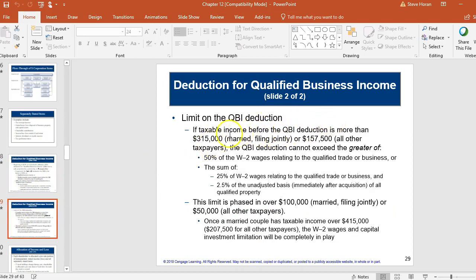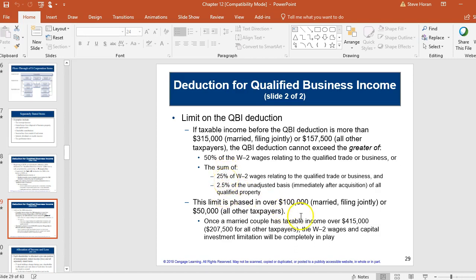So then the limit is taxable income before the QBI deduction is more than 315, which is married filing jointly, or 157.5 for everybody else. And the QBI deduction cannot exceed the greater of 50% of W-2 wages, basically just wages paid to your employees, or the sum of 25% of W-2 wages relating to the qualified trade or business, and 2.5% of the unadjusted basis of all qualified properties. So the sum of those two things.